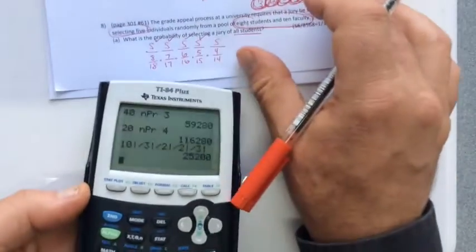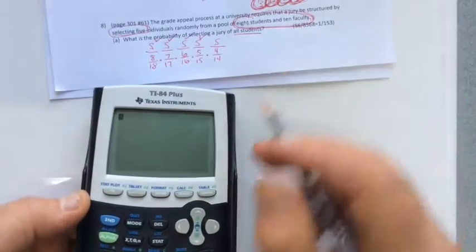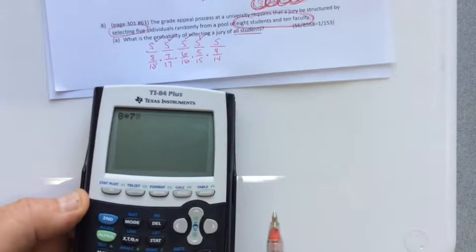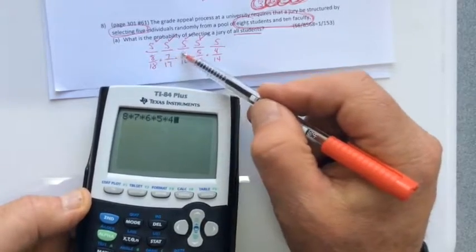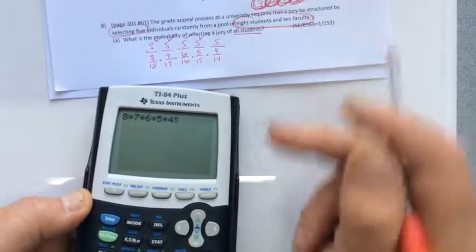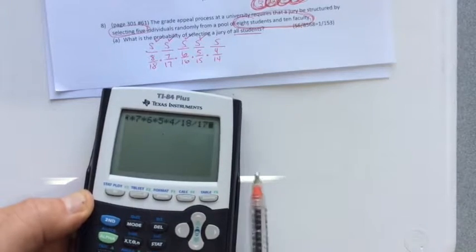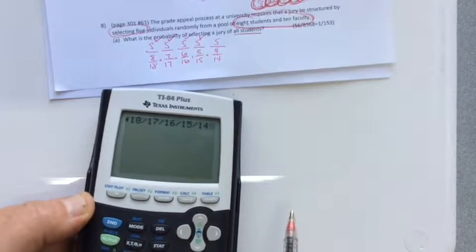So here's how you can do that. You don't have to do all the fractions. Multiplication and division can come in any order. So I'm just going to say 8 times 7 times 6 times 5 times 4. 8, 7, 6, 5, 4. But don't even hit enter. Then divide by 18, divide by 17, divide by 16, divide by 15, divide by 14.